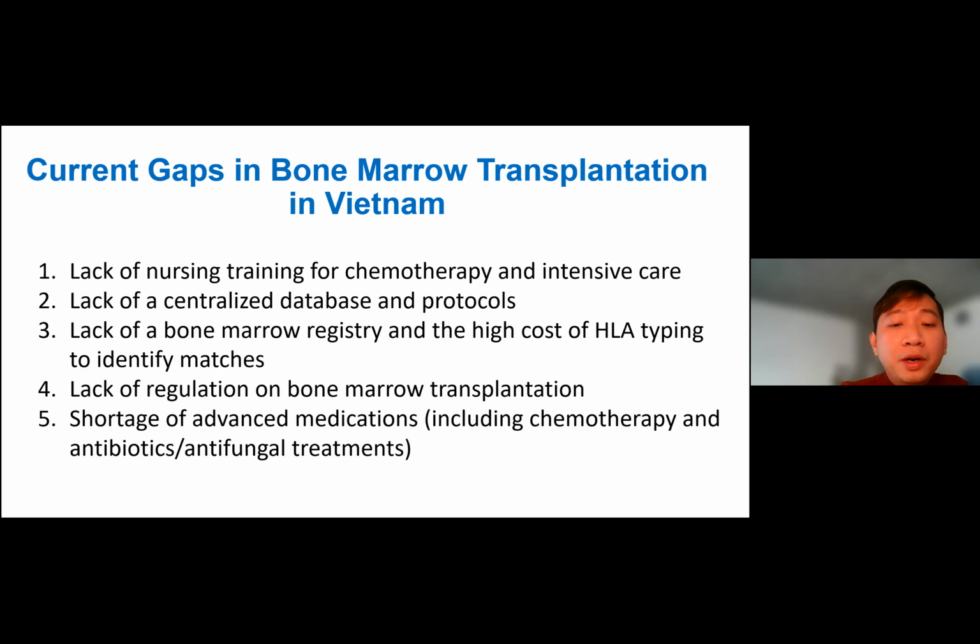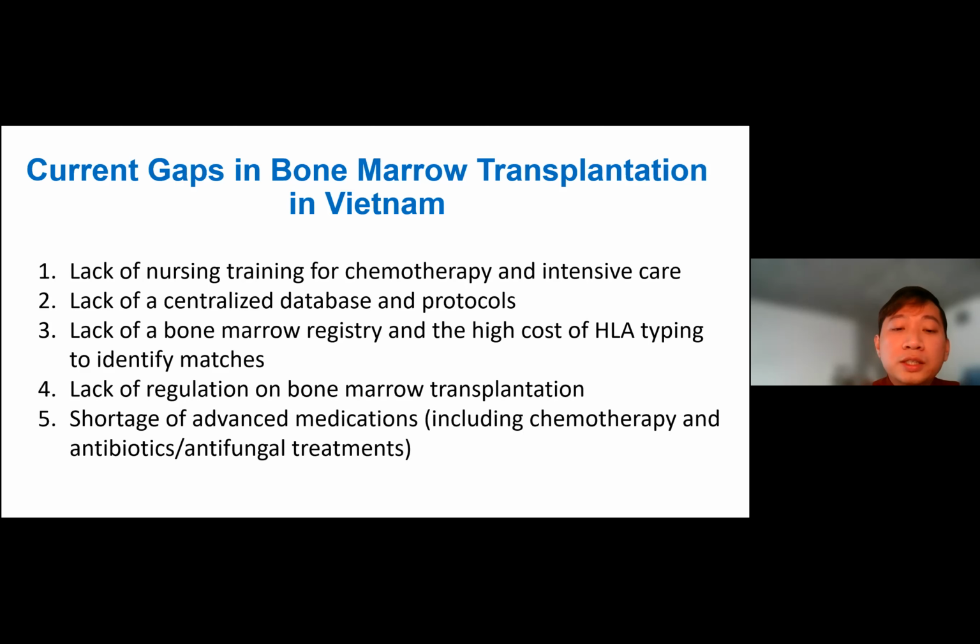Number 4 is about the regulation of bone marrow transplant in Vietnam. We have laws for other kinds of transplant, for example kidney transplant or solid organ transplant, but we don't have a particular law for bone marrow transplantation. All of this brings up a bigger picture: in the future, if we improve the process and want to establish more infrastructure, we do need to have a law to implement.